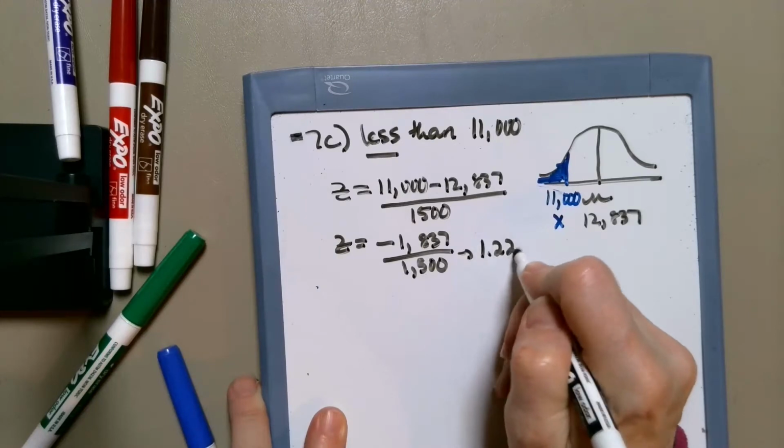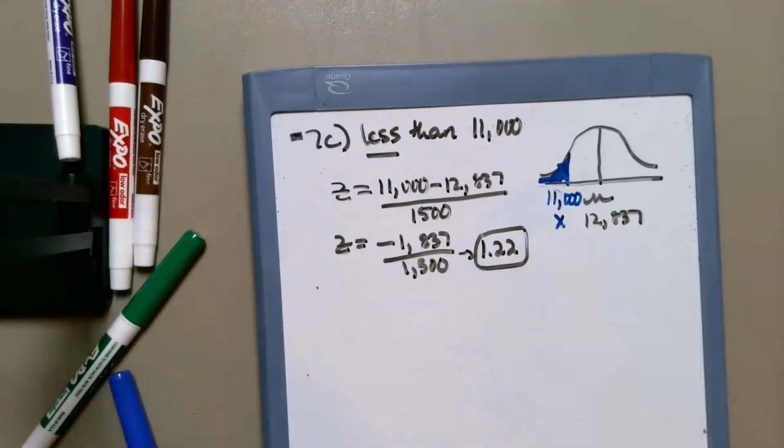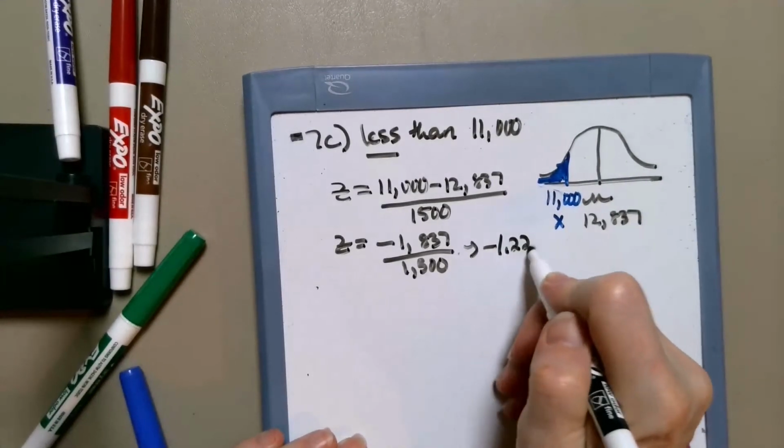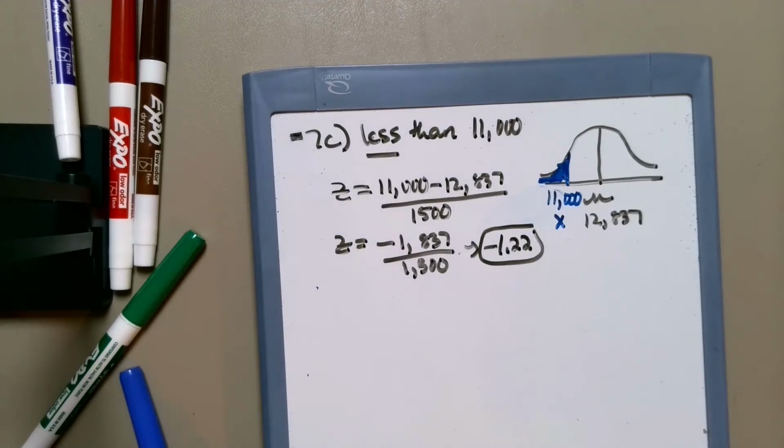After the 2 is a 4, so we're going to keep the 2. And it's a negative, sorry. Negative 1. Let me write that neater. Negative 1.224. Our z-score is negative 1.22.